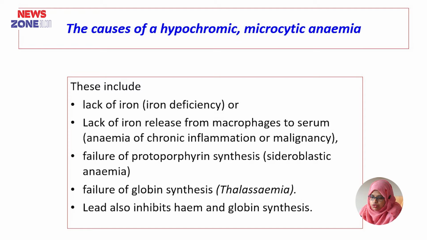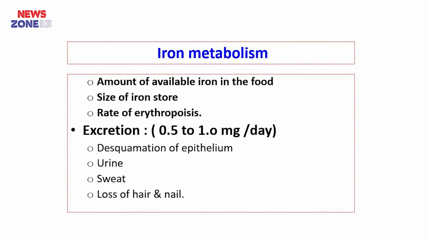They include lack of iron, and lack of iron release from the macrophage to serum, which is common in chronic disorder or in malignancy. It also causes sideroblastic anemia, which occurs due to failure of protoporphyrin synthesis, and thalassemia, which occurs due to failure of globin synthesis, which also inhibits hemoglobin synthesis. Now, at first the iron metabolism.